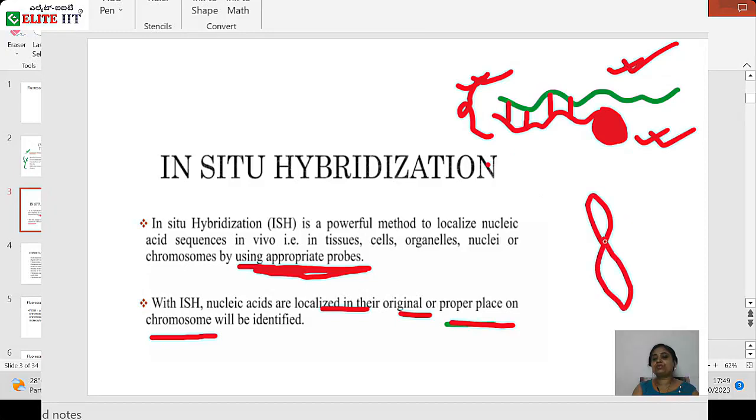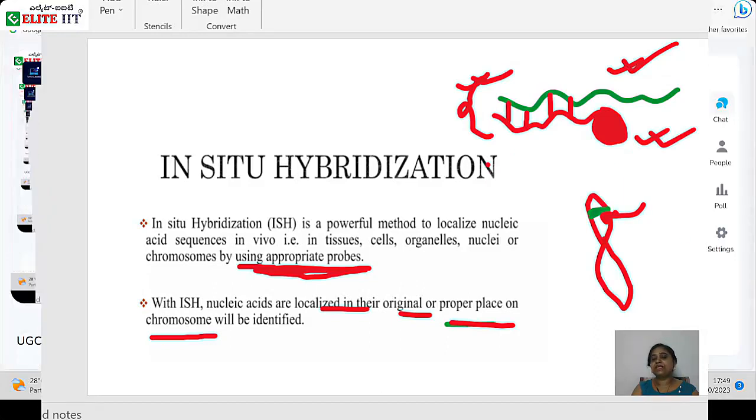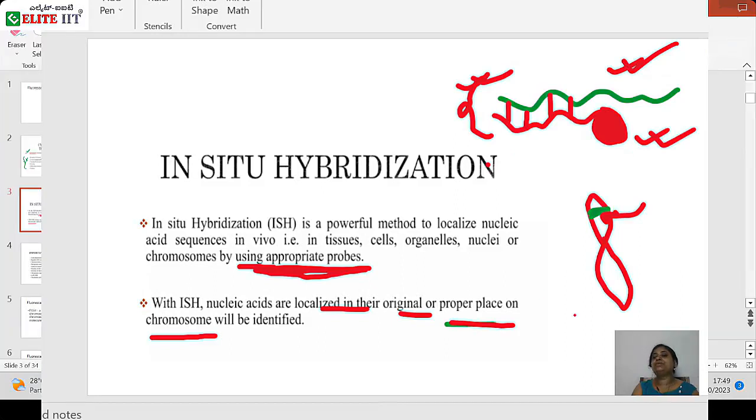If you consider this is the chromosome, the position should be fixed. So you are just adding one probe here separately, which will attach to this gene, and you can identify it. If you see any color, that means hybridization is done, and your gene or acid of interest is present in the chromosome. So in situ means it is localized. That means the position is the same, the original position is there. So nucleic acids localized in their original or proper place on the chromosome will be identified.